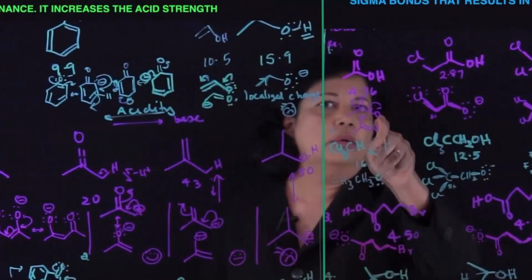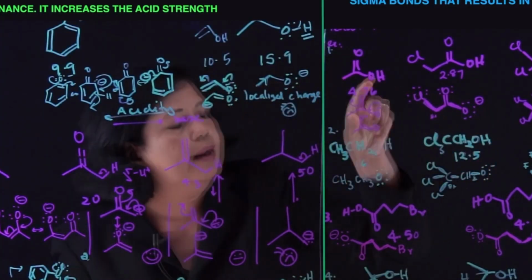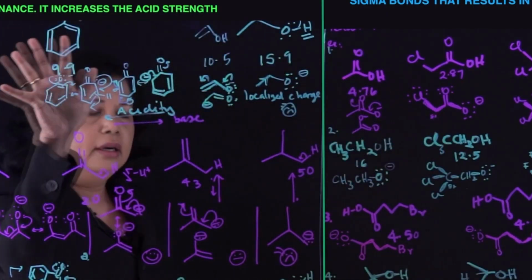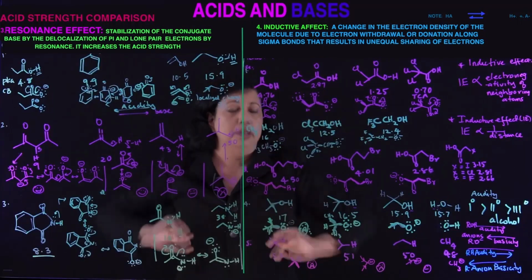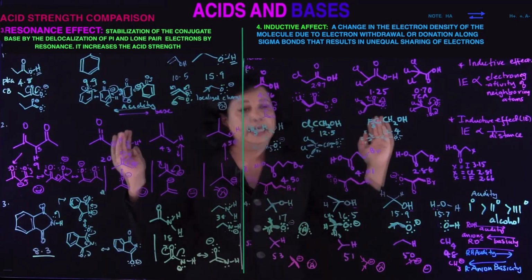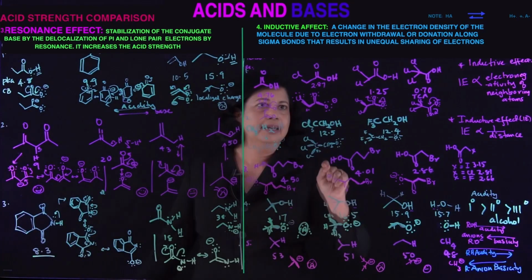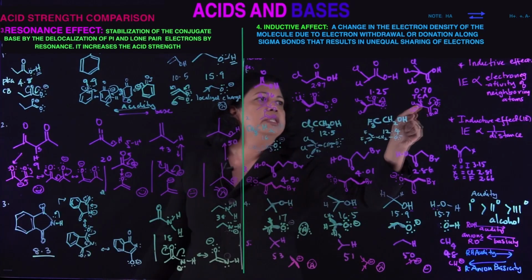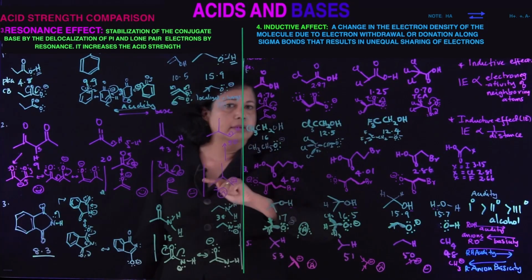All right. So if you want to stabilize an anion, you want to spread that anion into the molecule. Here you're spreading through pi and lone pair. Here you're spreading through sigma. That's the main difference between these two effects. They're still both internally spreading the charge, but through different avenues. And the more electronegative groups you have, the more stabilized the conjugate base, and therefore the more acidic the molecule.